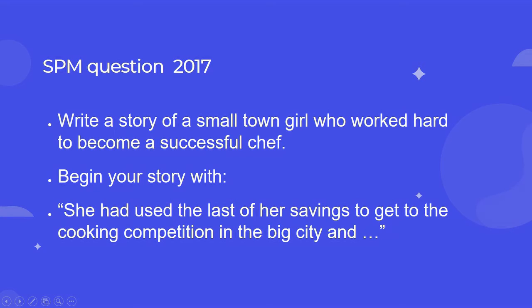So you know that the ending of the story is a happy ending, and that the girl became a successful chef. That is already half of the story that is given to you. The next thing that we have to know about this character is what she did to earn this success.